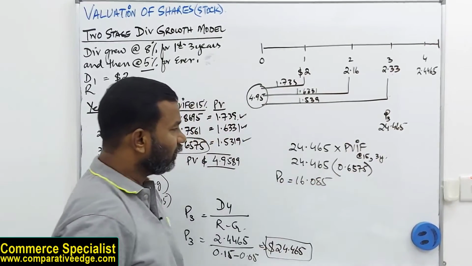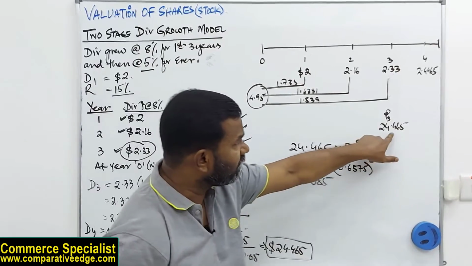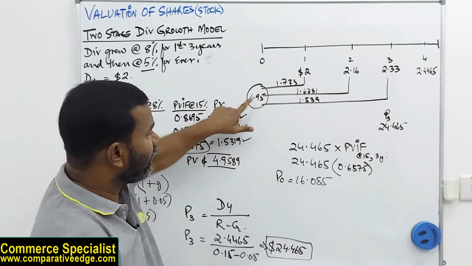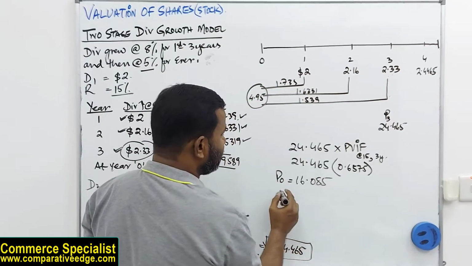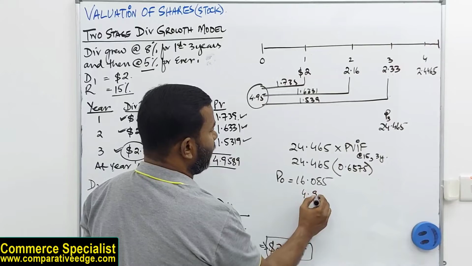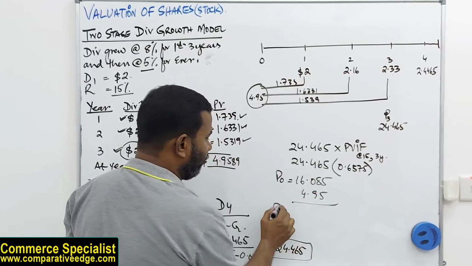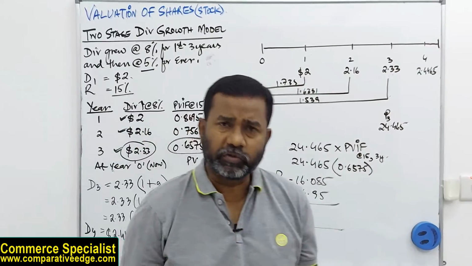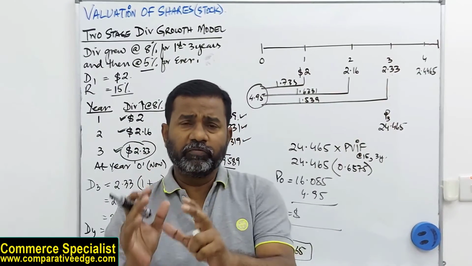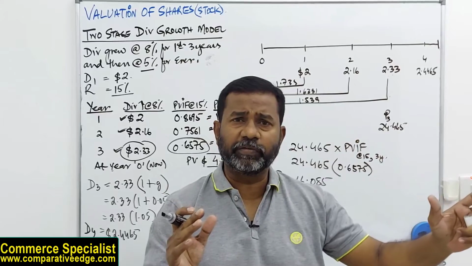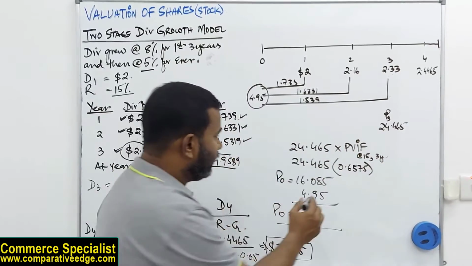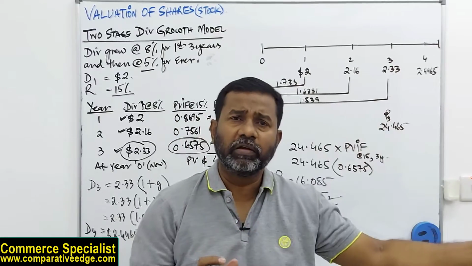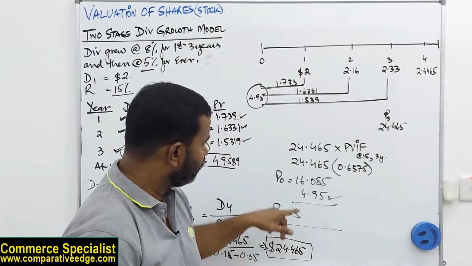16.085. Now this is just the present value of this amount. What about the present value of all these dividends? This is 4.95. So you can add this 4.95 to this, and you will get finally the present value of shares which you have to pay today, the fair value of share. Okay, dividend which grew for 3 years at 8%, what is the present value? This much. Thereafter, dividend grew at a different rate.